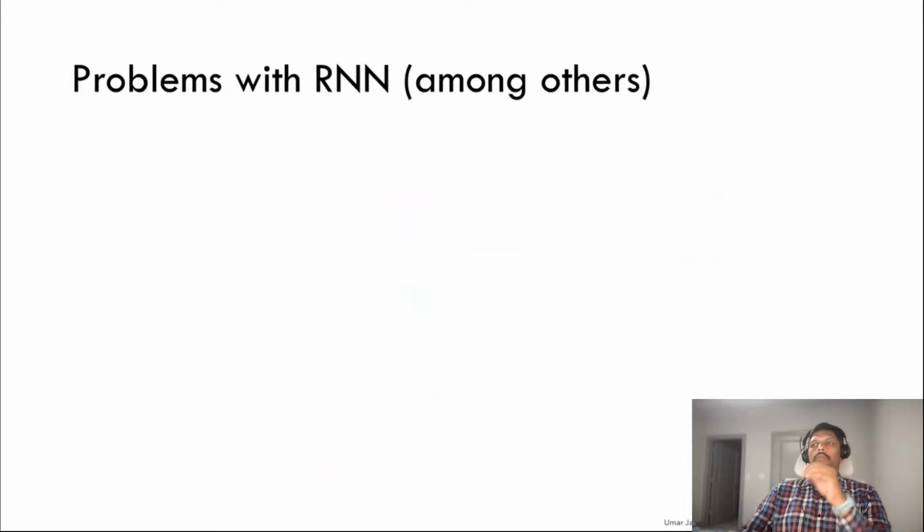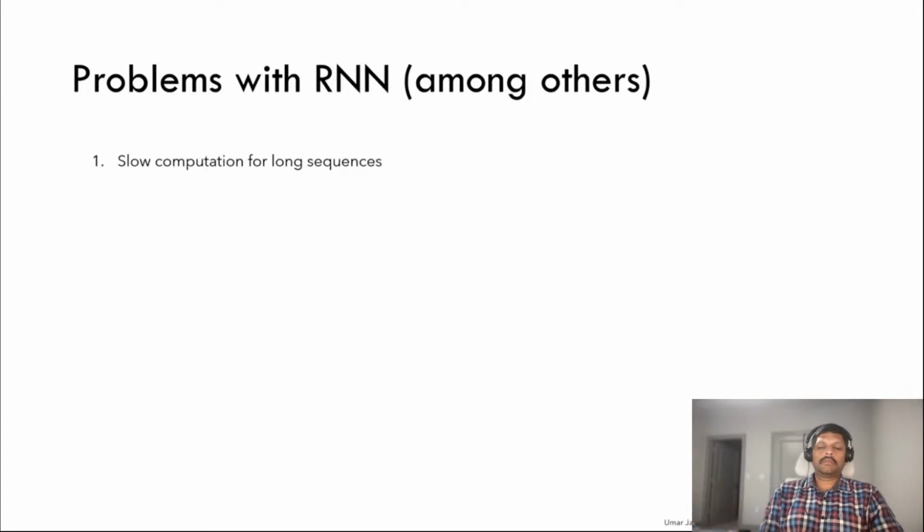The problems with recurrent neural networks, first of all, are that they are slow for long sequences, because think of the process we did before. We have kind of a for loop in which we do the same operation for every token in the input. So the longer the sequence, the longer this computation. And this made the network not easy to train for long sequences.